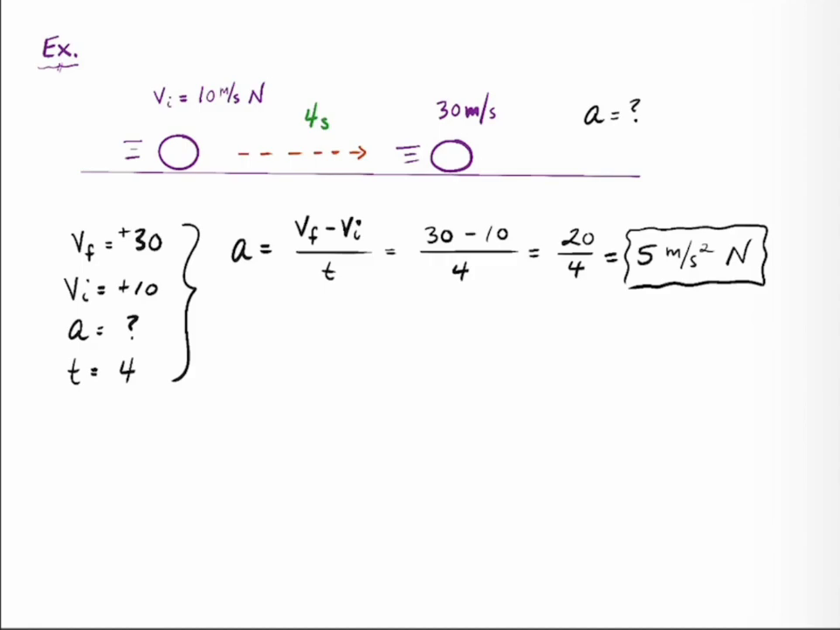And because I get a positive 5, and positive was determined to be north, I know the direction on this has to be north. So because that equation produces a final result of positive 5, I know that it's going to be 5 in the northward direction. And since it's acceleration, I need to tack on a meters per second squared for 5 meters per second squared in the northward direction.